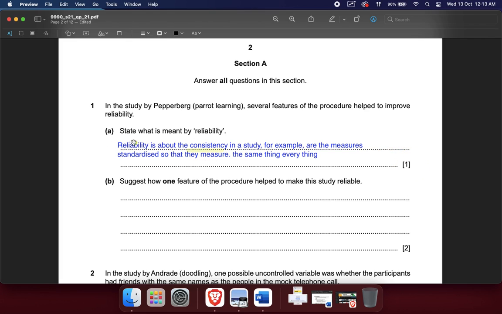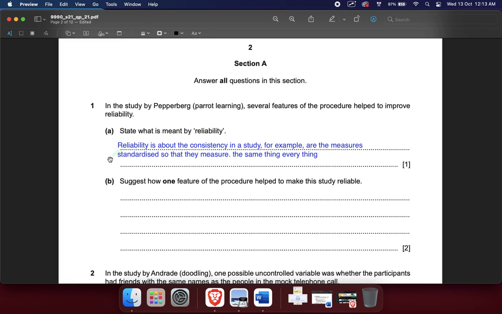Obviously, please don't just write one word, consistency. That's not good enough. You see, in A levels, you need to convince the examiner that you understand what you're writing. If you just put one word, consistency, and you don't write the rest of the sentence, the examiner may not be convinced that you understand what you're talking about. Even though in your head you know what it is, you have to convince the examiner that you know what it is.